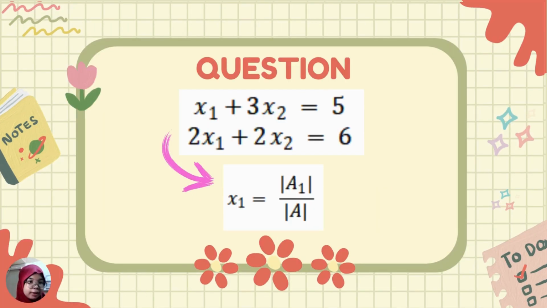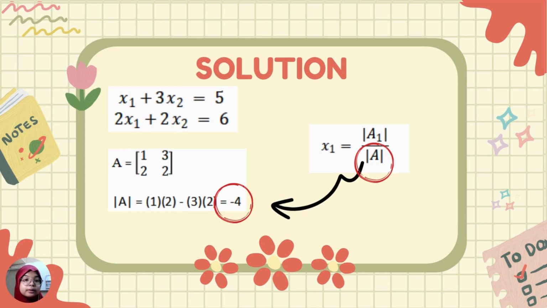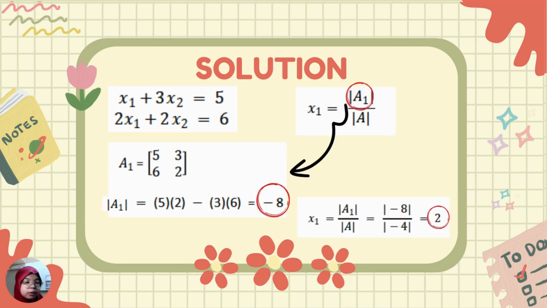Let's solve the equation using Cramer's rule. First question, we have a 2 by 2. The formula to find x1 is equal to the determinant of A1 divided by the determinant of A. First we find the determinant of A. We use the formula AD minus BC, which equals -4. Next we find the determinant of A1, AD minus BC, equal to -8. So to find x1, we divide -8 by -4, and we get x1 equal to 2.